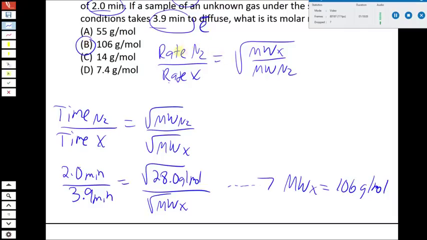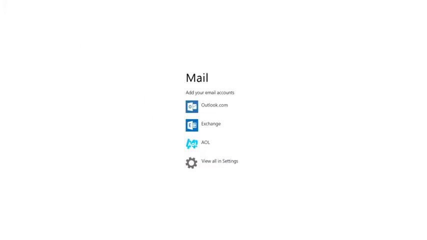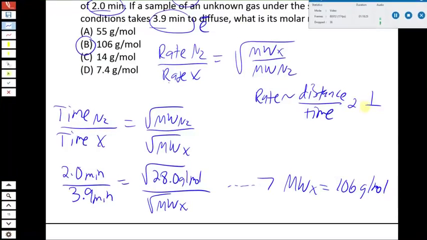No, that would be what you're doing if it's rate or distance. So remember that rate is proportional to distance over time. And these are inversely proportional to the molar mass. All right, so there's this sort of relationship. And so if you're dealing with rate or distance, this is the form of the equation you use, where they're inversely related to the molar masses. If you're dealing with time, they're going to be directly proportional to the molar masses. That's the correct one to use here.